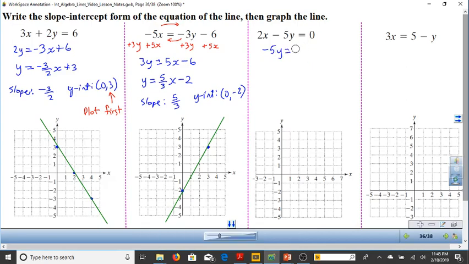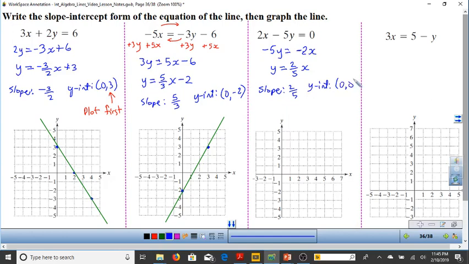And then divide both sides by -5. Now, if you notice, there's nothing added here, which means the y-intercept is what? The y-intercept is 0. So that means this line passes through the origin. So my first point is 0, 0. Then the slope says go up 2 units and over to the right 5 units. I could always go down 2 and go to the left 5, but I don't have enough space on this graph.